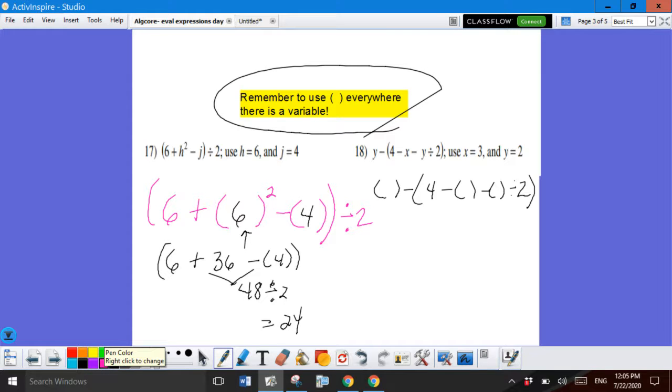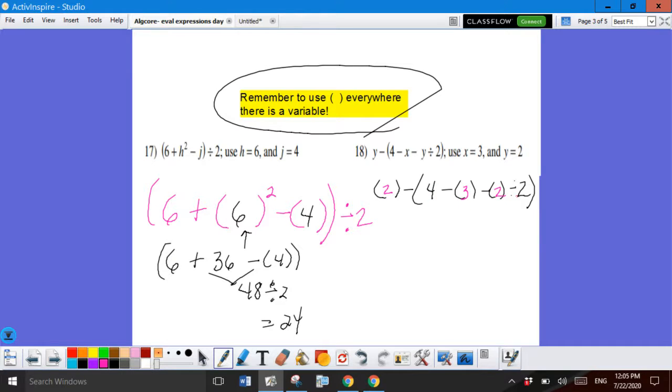Okay, so in this first spot, that's a Y, so that's a 2. And then I come across an X, which is a 3, and then I come across a Y again, which is a 2. All right, so innermost parentheses, I have 4 minus 3 minus 2 divided by 2.